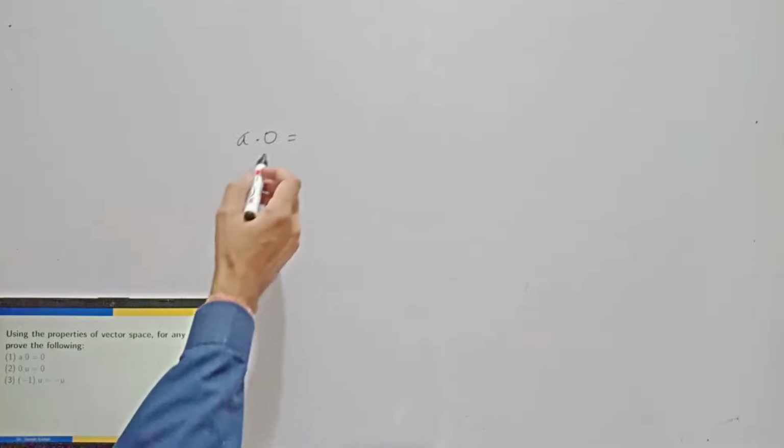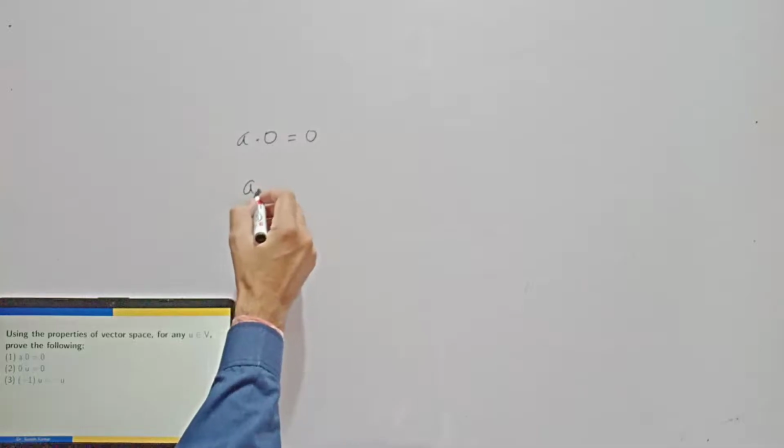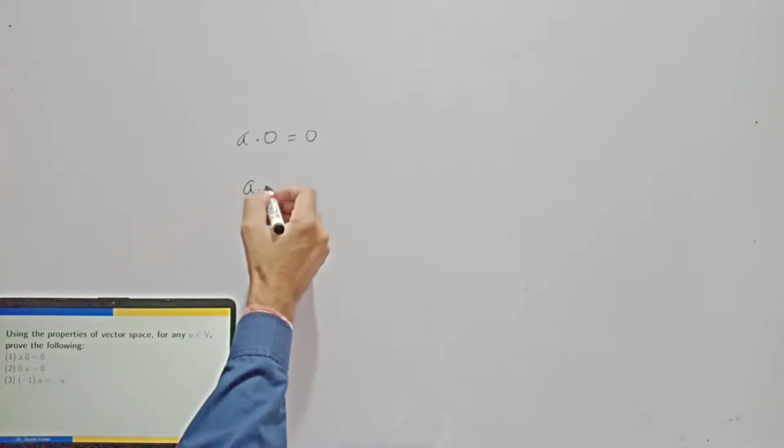If a is a real number and 0 is the zero vector, then a dot 0 is 0. This can be proved using the properties of vector space. See how I can prove it. I prove one property; the remaining two you can see from the lecture notes.